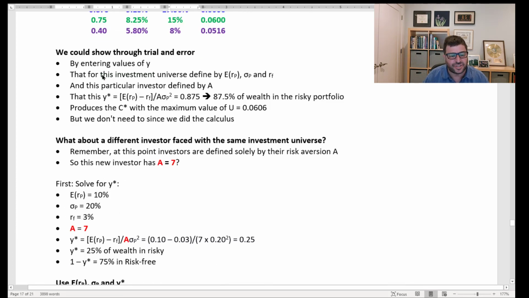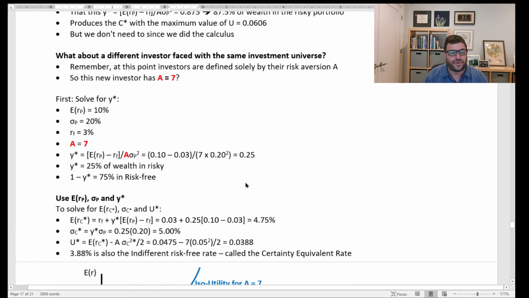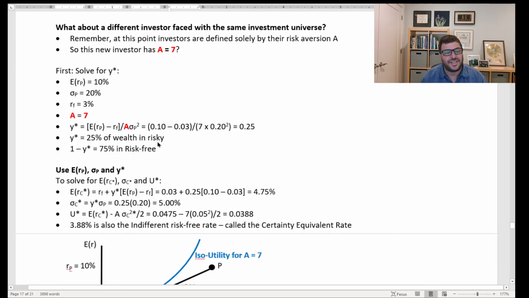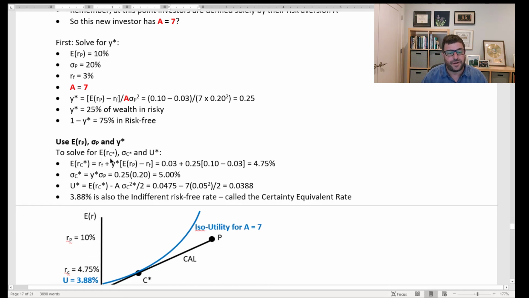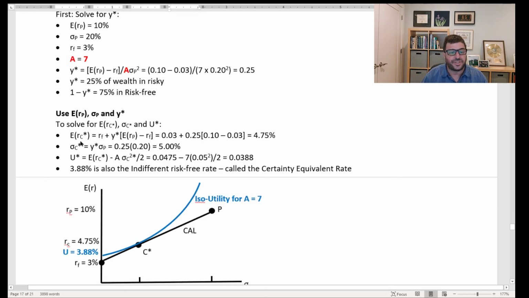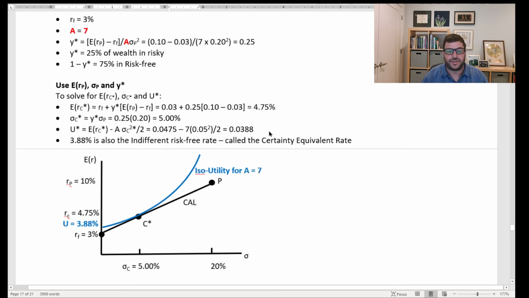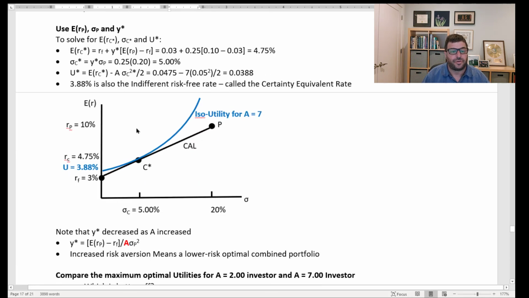This is a different investor. Now I get a Y star that's equal to 0.25. And so 25% of wealth in the risky, 75% in the risk-free. Again, I calculate the return of the combined, the risk of the combined, and the utility from the combined. And I'm going to see that I end up with a return of the combined portfolio at 4.75%, a risk of the combined portfolio at 5%, and a utility of 3.88%. And here is the graph for this person.